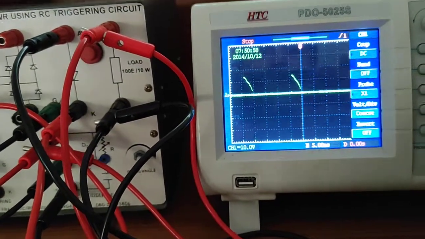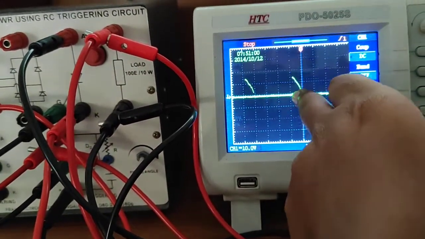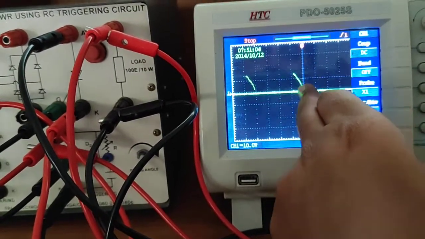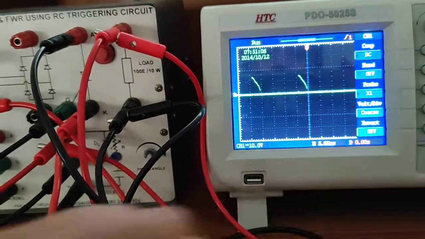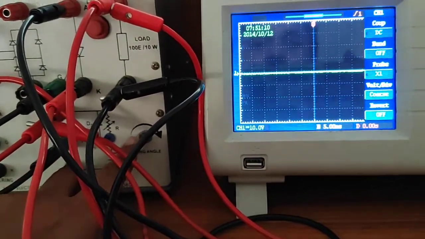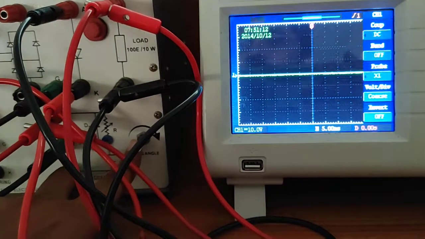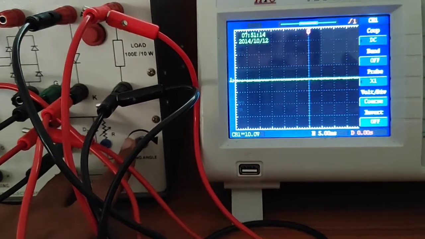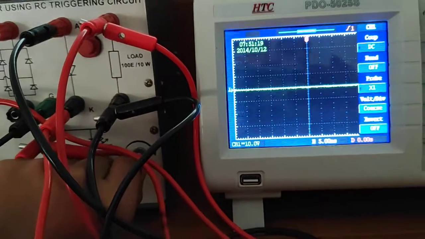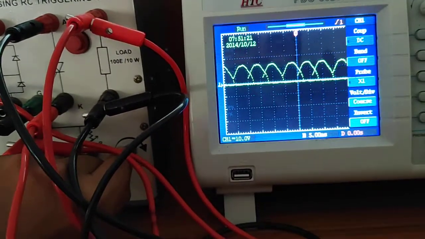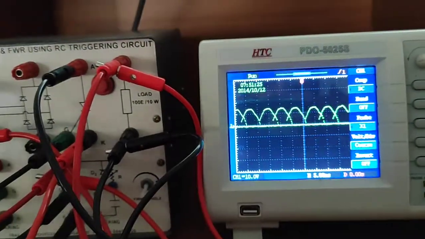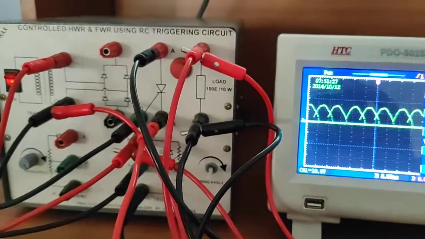At 120 degrees, see the pulse, the majority of the pulse is breaking here. So this is the 90 degrees point and this is the 120 degrees point. After 120, if you still decrease, it will become 0. Now you can see it is completely 0. There is no load voltage because the thyristor is turned off. And if you keep it at maximum, you will get the complete waveform. Okay, so this is RC triggering.